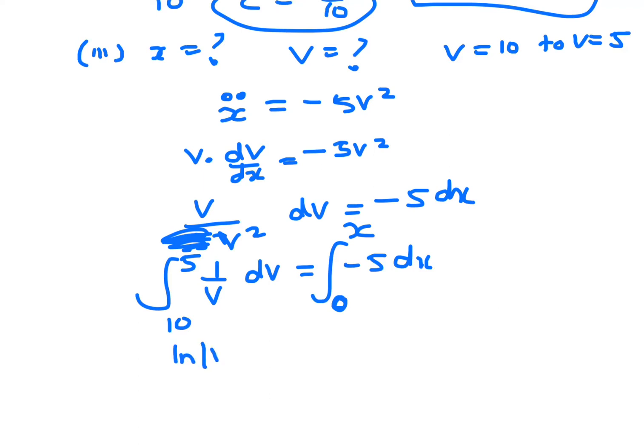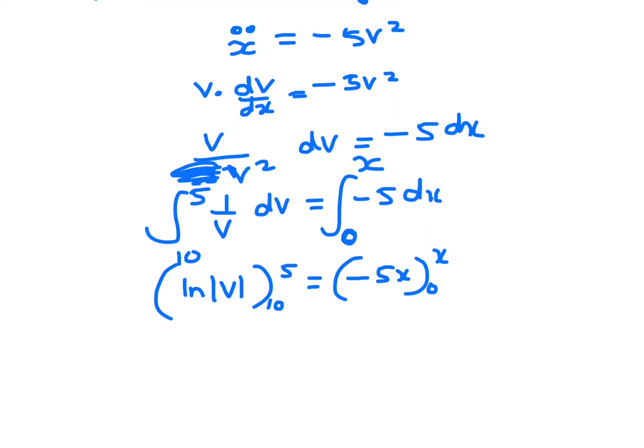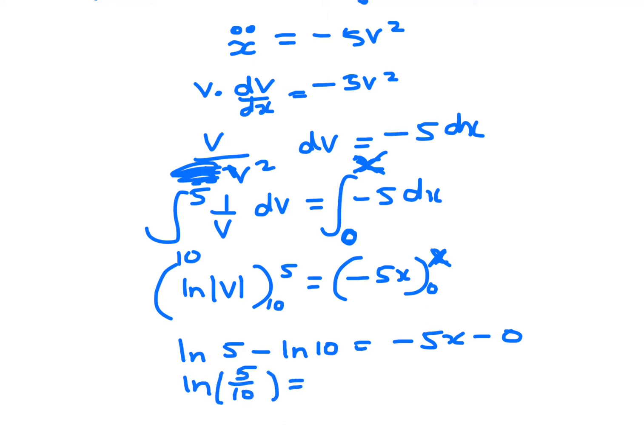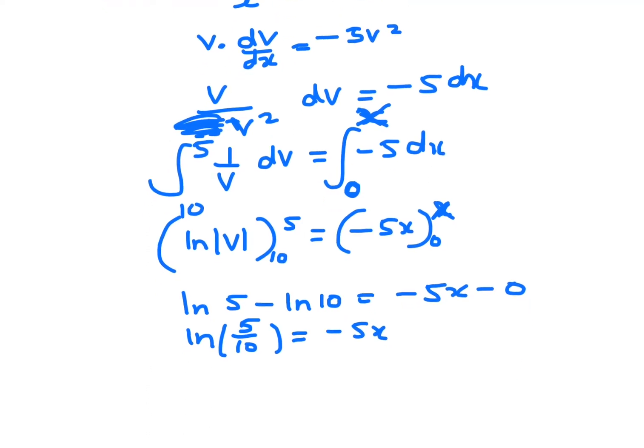So that's going to be ln v, and we're going to go from 10 to 5. And this is minus 5x, and we're going to go from 0 up to x. I'll even put a different character, let's put a big X. So it's ln 5 minus ln 10 equals minus 5x minus 0. So that's ln a half, because it's 5 on 10, equals minus 5x. So x will be minus 1/5 ln 0.5.